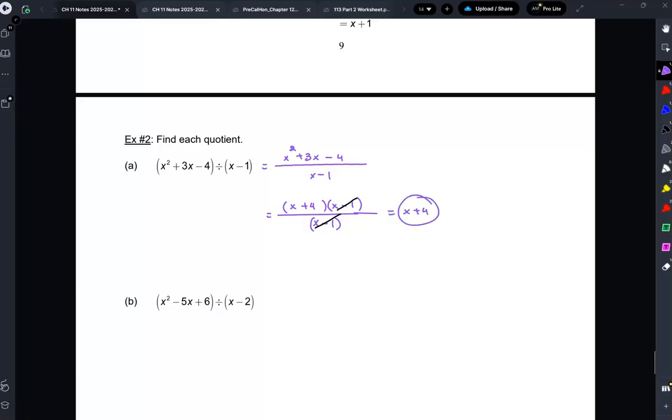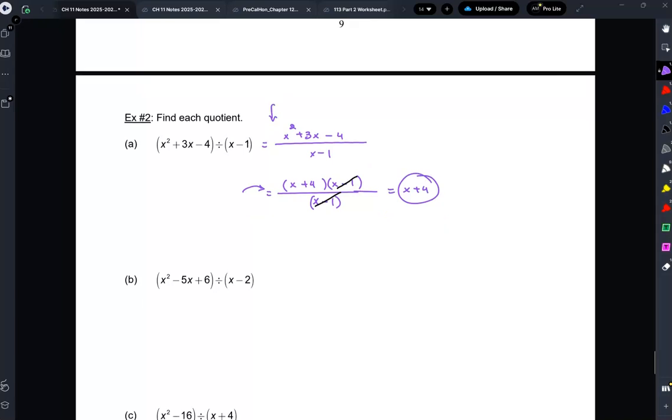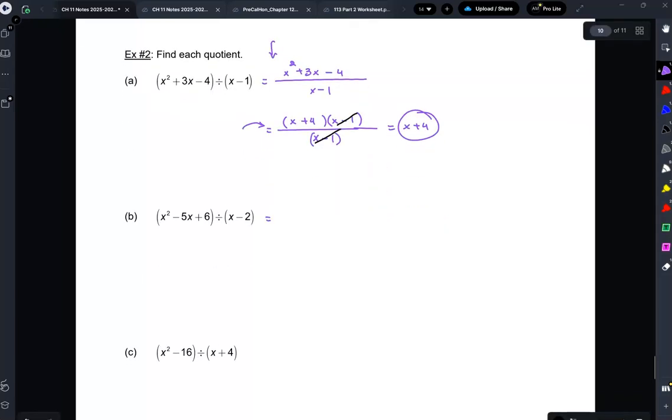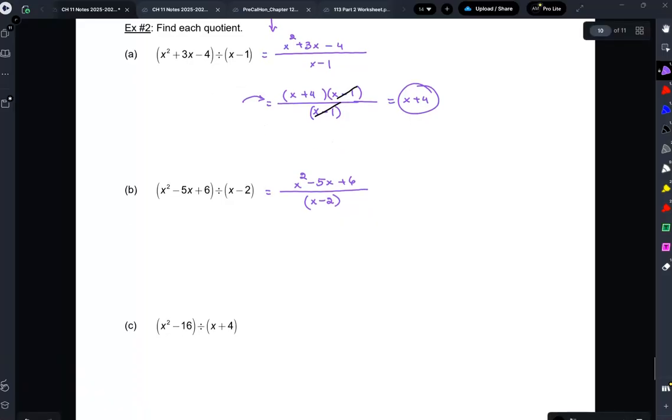Okay, so starting with this step, it's pretty much similar to what we were doing. The new step is this. Okay, one more. Here we go. This one, I write it as x squared minus 5x plus 6 over x minus 2. So let's factor.